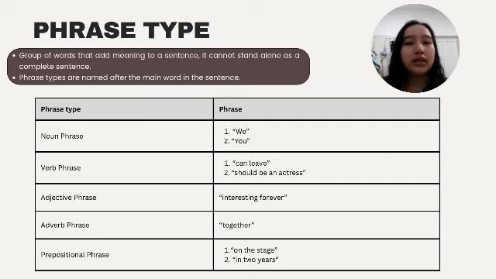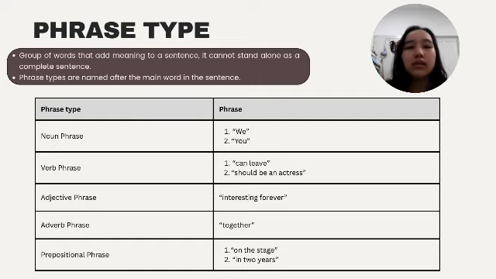Now, a phrase itself is a group of words that can add meaning to a sentence, but it cannot stand alone as a complete sentence. There are different phrase types, which you can see: noun, verb, adjective, adverb, and prepositional. How we determine phrase types is by what the main word is in that phrase. For example, the two noun phrase examples are "we" and "you," with "we" and "you" being the head word of the noun phrase.